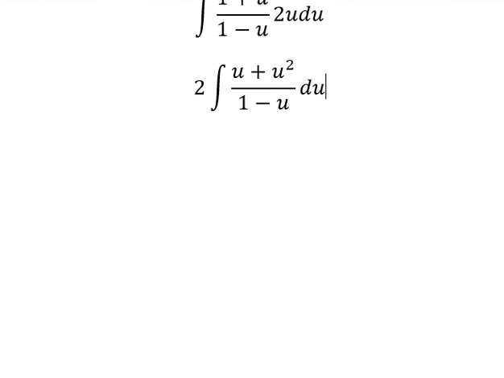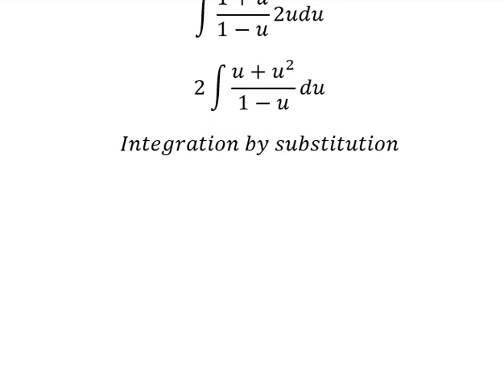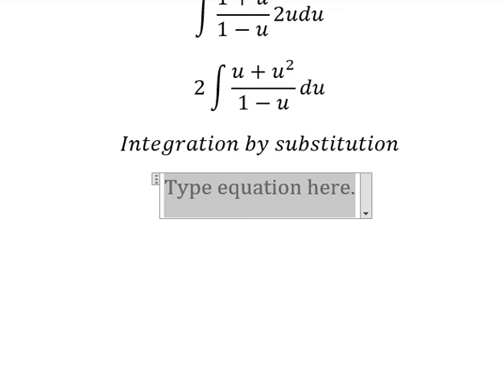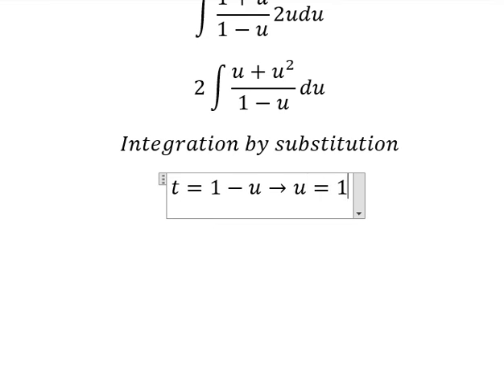Next, we need to use integration by substitution again. So I will put t equals 1 minus u. Because we have u, I will put this one to the left and t will go to the right. So I will have u equal to 1 minus t.